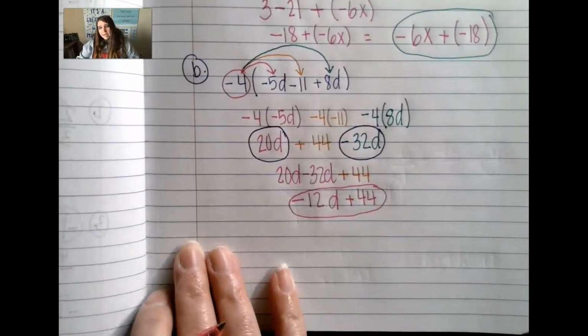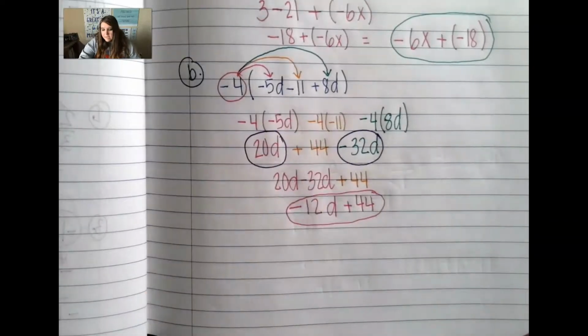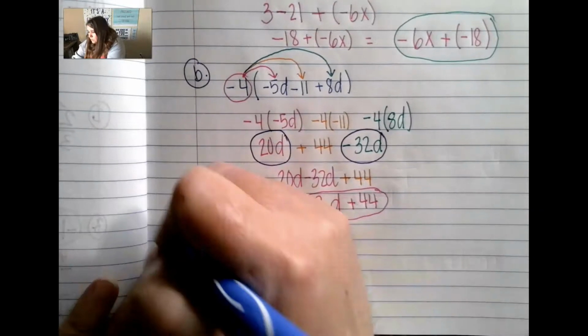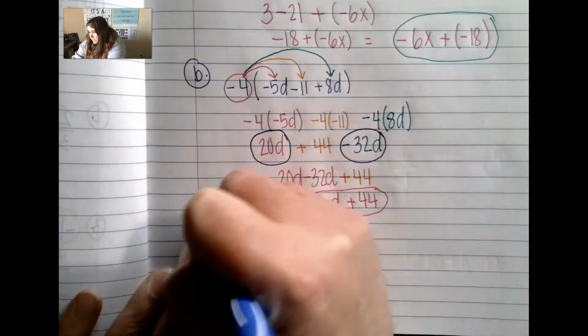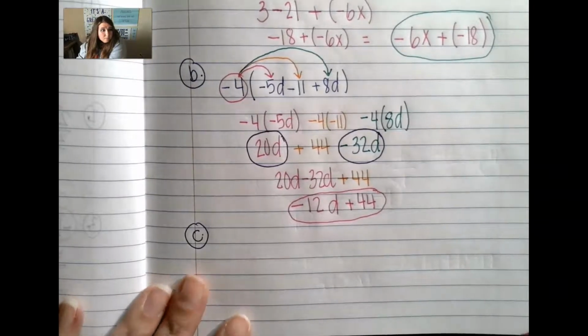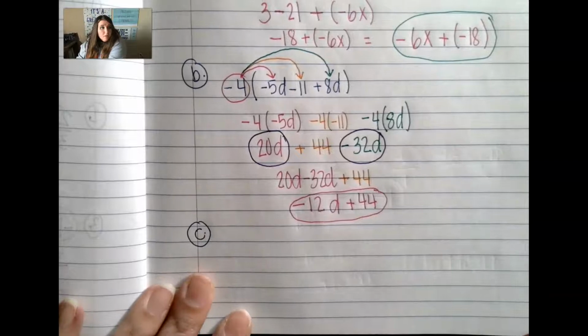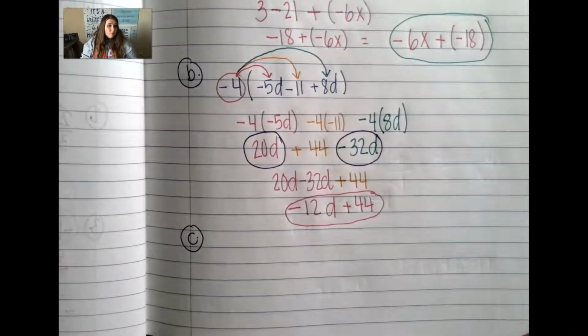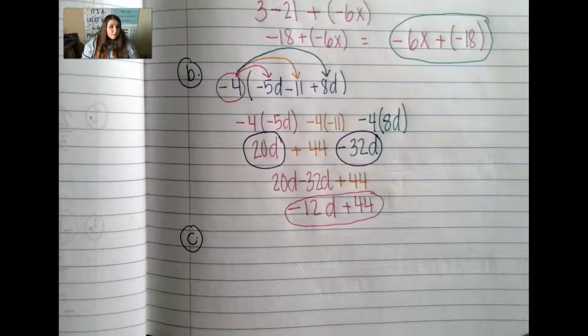Okay, let's go ahead and do one more example. And then after that, we will do some try-its. Okay, so example C. Do they give you an example C? We're going to make an example C. I want you to have one more to practice with.